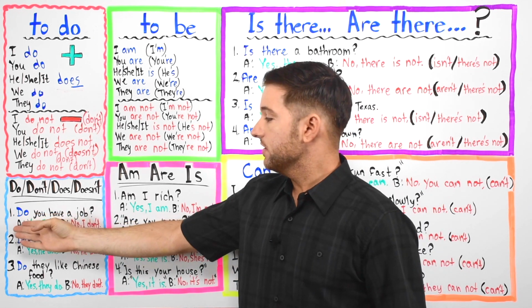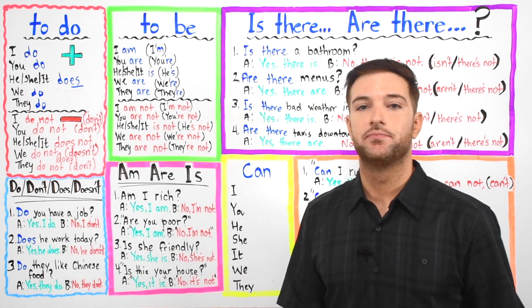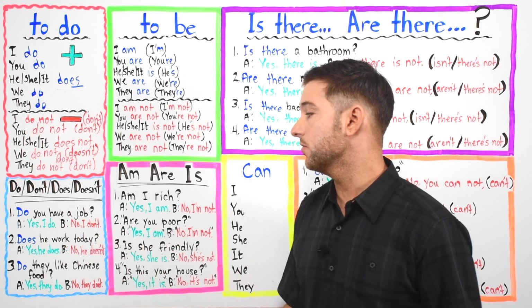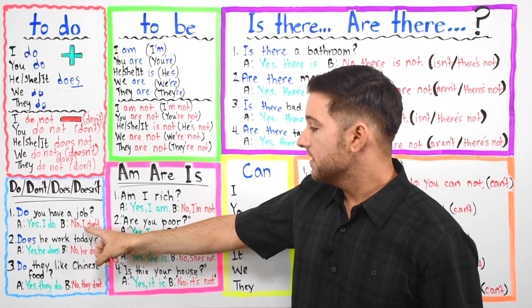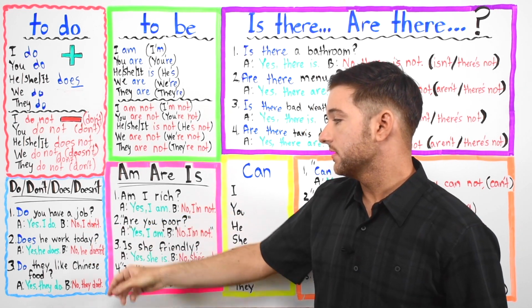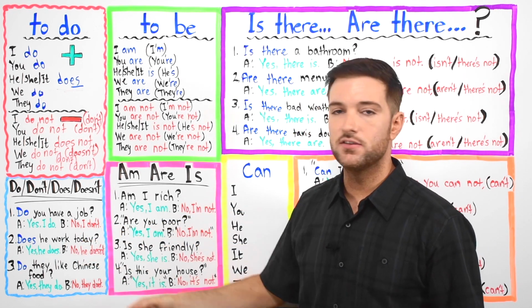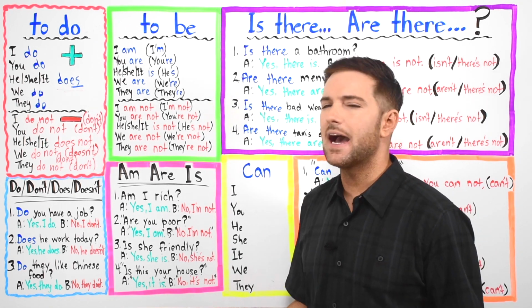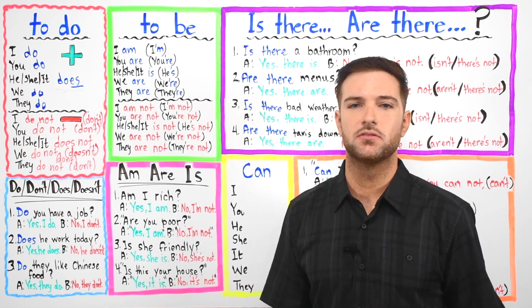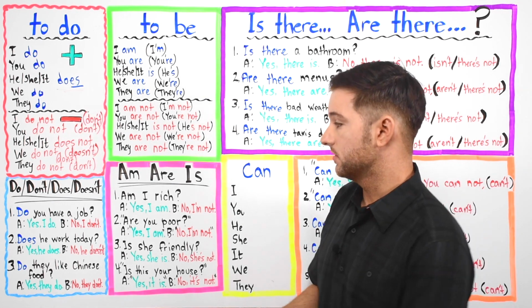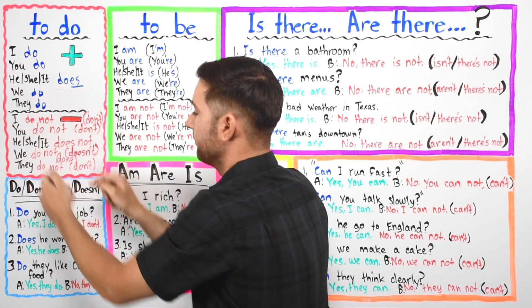Okay, so the question is, do you have a job? Now, you can either say, yes, I do, or no, I don't. You can see here that we have the contracted form of no, I do not. No, I don't is more natural to say. We say, I don't. Okay, no, I don't. All right? Or you can say, no, I do not, if you want to use the full form.